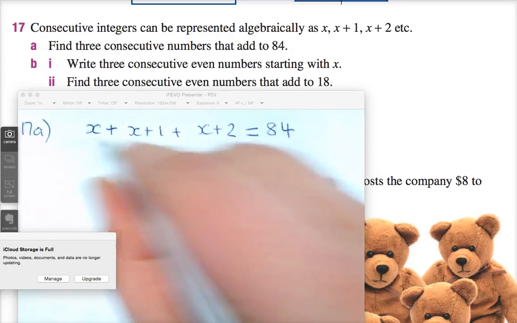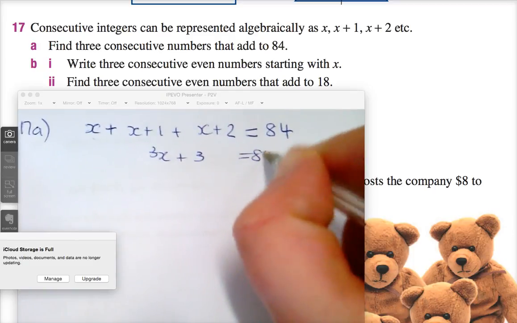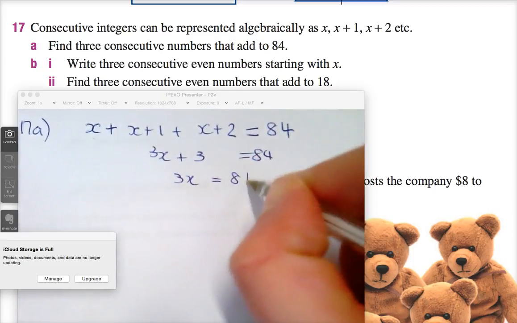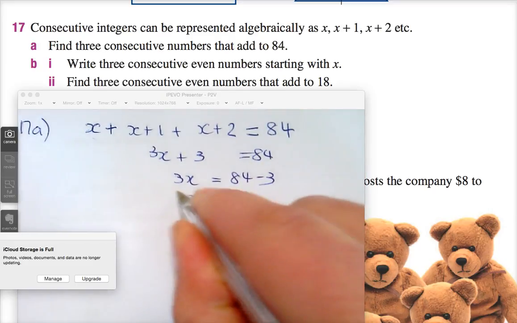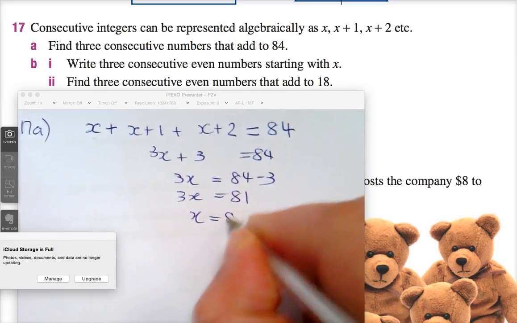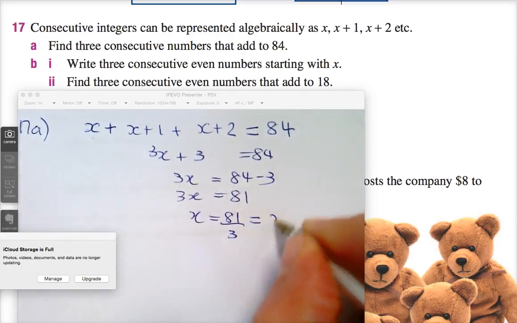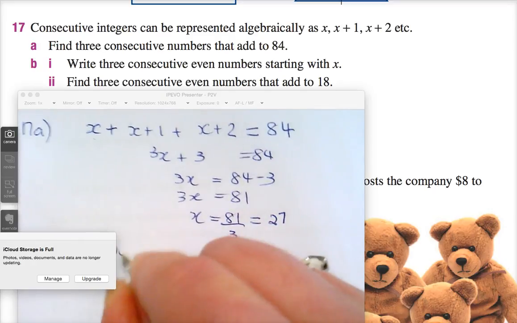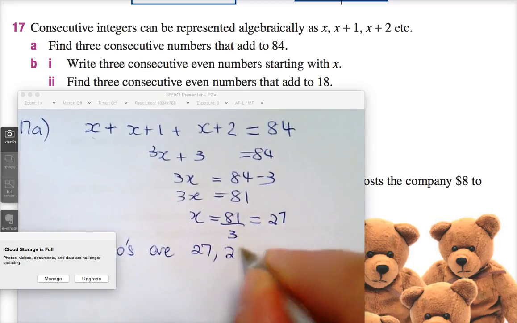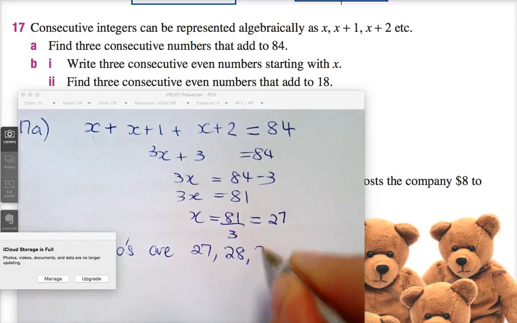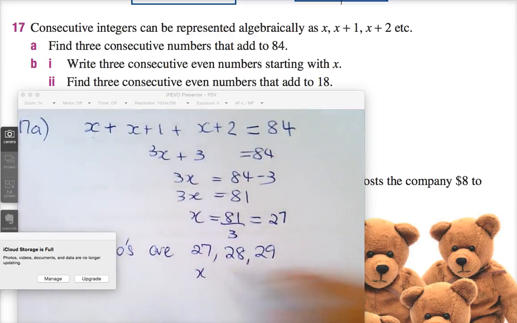We've got 3x plus 3 is 84. So therefore 3x is 84 take away 3, which is 81. Sorry, 3x is 81, therefore x is 81 divided by 3, which is 27. So you need to say what the numbers are, therefore the numbers are 27, 28 and 29. Because 27 is x, 28 is x plus 1, do you get it? And 29 is your x plus 2.